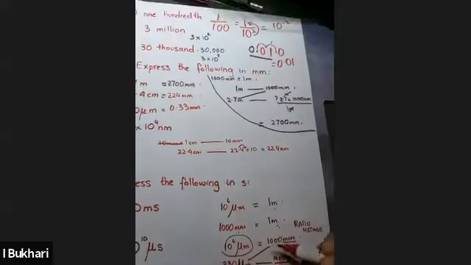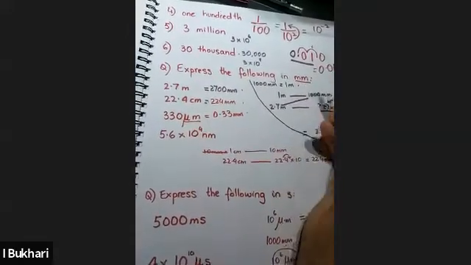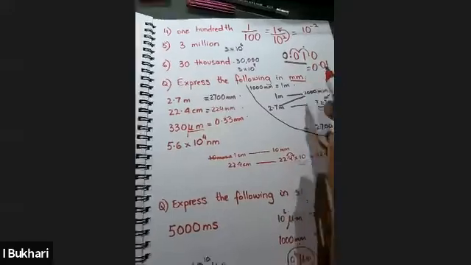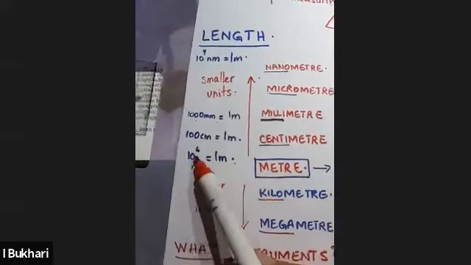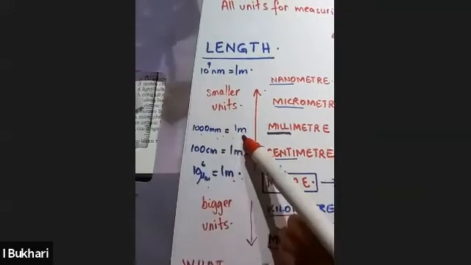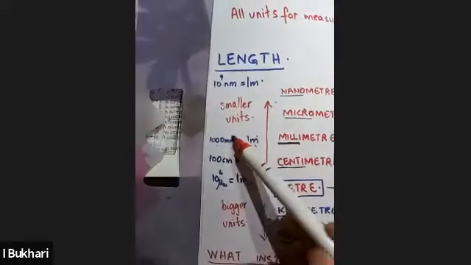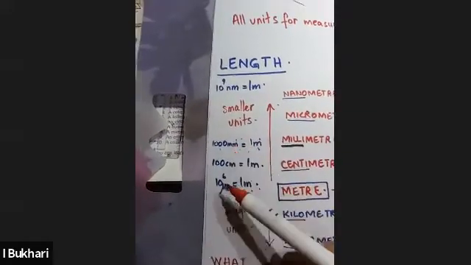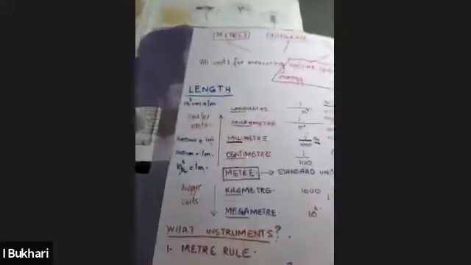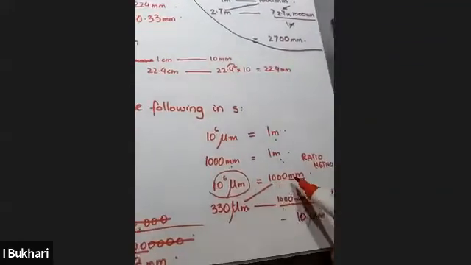Okay, so what I did was that I have to convert this micrometer to millimeters, right? From my table that you have to learn, I know that 10 to the power 6 micrometers is equal to 1 meter and 1000 millimeters is equal to 1 meter. If both of them are equal to 1 meter, that means they are equal to each other, right? So that's what I used here. So I know that 10 to the power 6 micrometers is equal to 1000 millimeters.